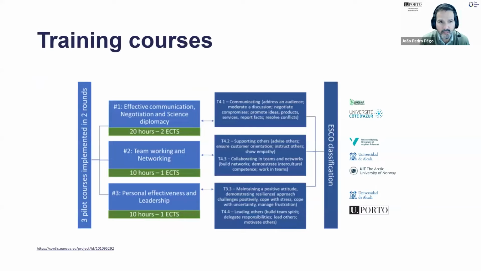So these 3 training courses are on effective communication, negotiation, science diplomacy; on team working and networking; and finally personal effectiveness and leadership. So 6 universities have developed and implemented these courses. Porto has worked with Alcalá to develop this personal effectiveness and leadership course, and that's the example I'm going to bring into our workshop.